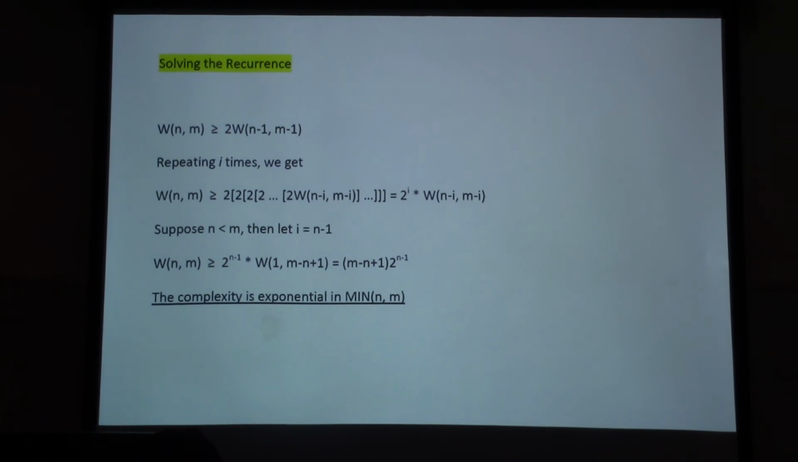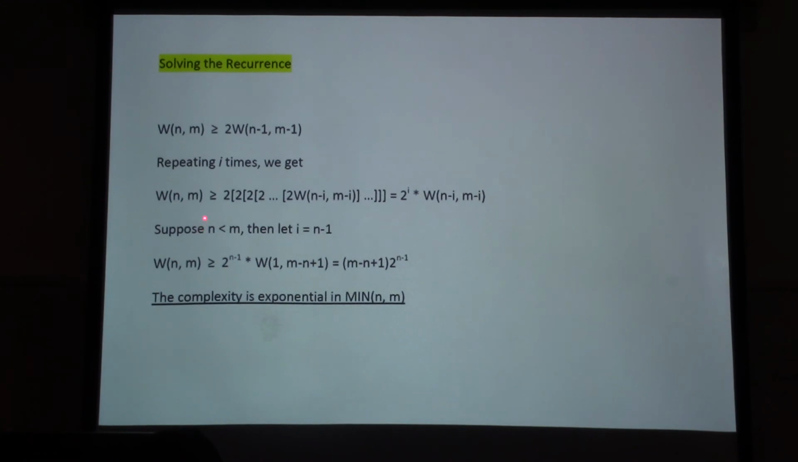If we repeat this I times, we're going to get 2 times 2 times 2 times 2 times 2 times W of N minus I, M minus I, because each of them is being reduced I times, which is going to equal 2 to the I times W of N minus I, M minus I.